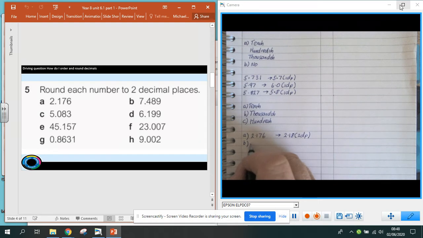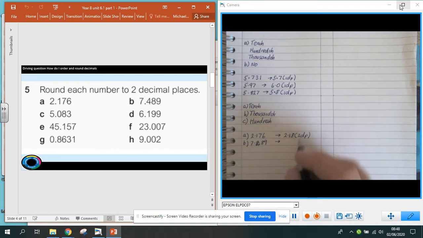B, 7.489. Obviously with the 9 I'm going to add 1 to the 8, so that's going to become... I'm sorry, I've written down that wrong. 7.4... Yes, no, I haven't. 89. My mistake, I haven't. So that becomes 7.49 to 2 decimal places.